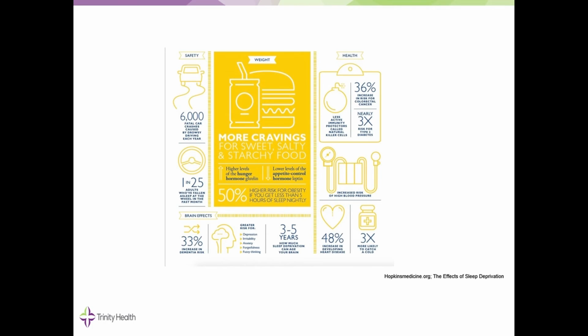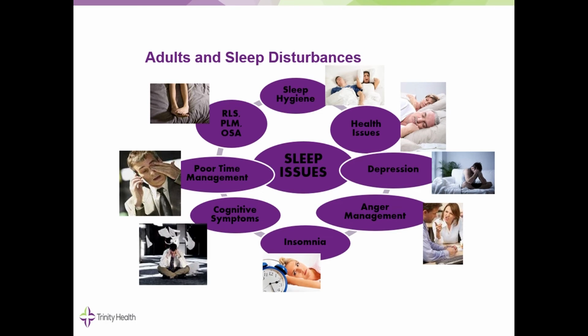So what impacts our ability to sleep when we're an adult? How many of these things look familiar to you? We have bad habits which lead to poor sleep hygiene. Maybe we have some health problems. Maybe we're frustrated with family members, or an outside thing has led to some frustration and anger.